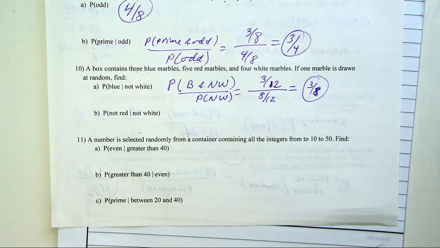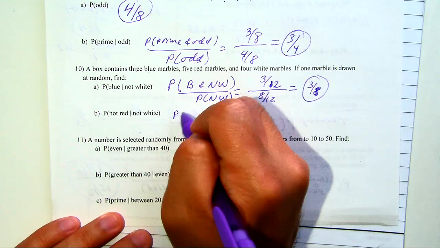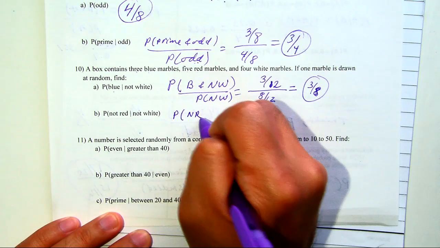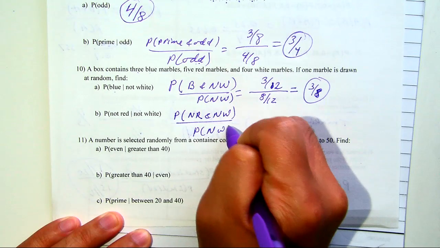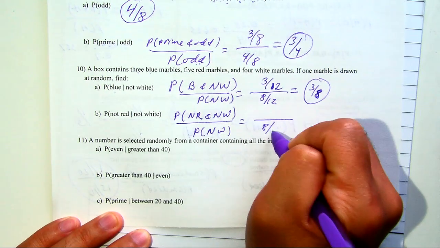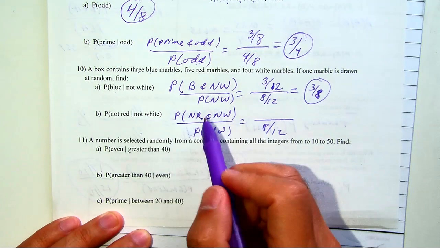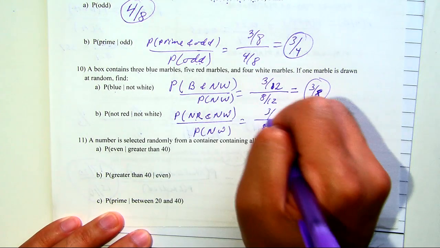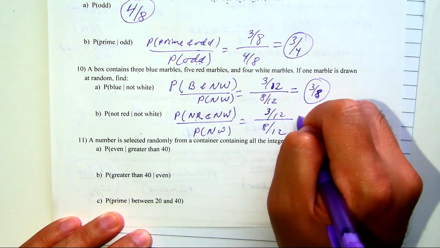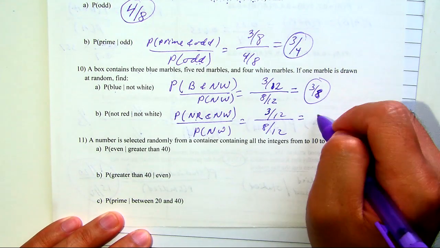Next, probability of not red and not white over probability of not white. Not white is going to be 8 out of 12. If it's not red and not white, then it has to be blue. Well, that's 3 out of 12. So the answer is also 3/8.